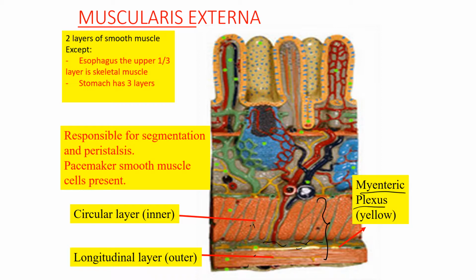Notice the exceptions. The stomach has 3 layers, so it has an extra layer called the oblique layer. The esophagus has the first upper 1/3 of these muscles as skeletal muscle, and the lower 2/3 will be smooth muscle.